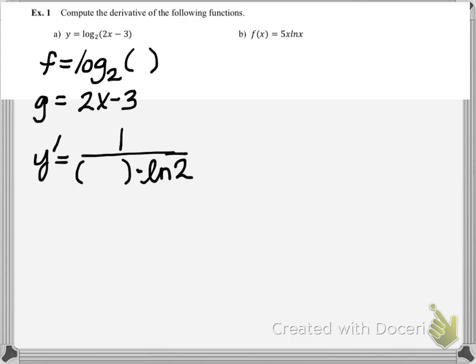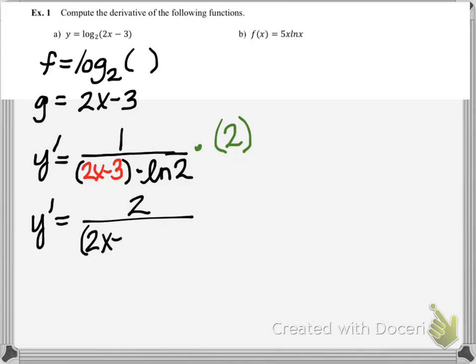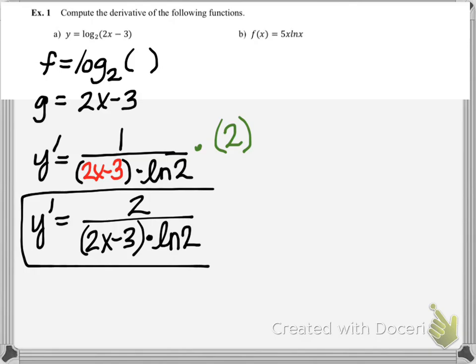Then remember, our inner function is 2x minus 3, so we're going to substitute the 2x minus 3 into the derivative of the outer function. And then we have to remember to chain on with multiplication the derivative of the inner function, and the derivative of 2x minus 3 is just 2. So my simplified derivative will just be 2 divided by the quantity 2x minus 3 times the natural log of 2. And remember, it's super important that you have 2x minus 3 in parentheses because that entire quantity will get multiplied by the natural log of 2.